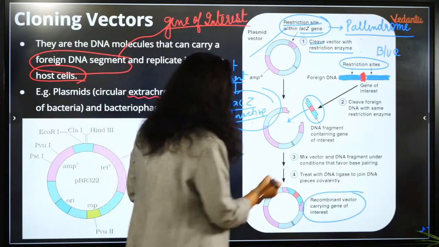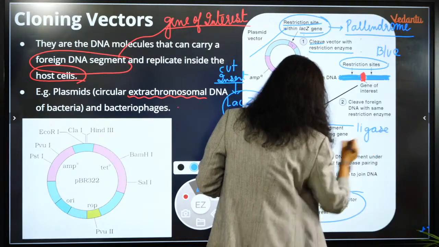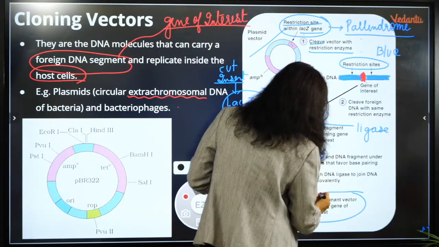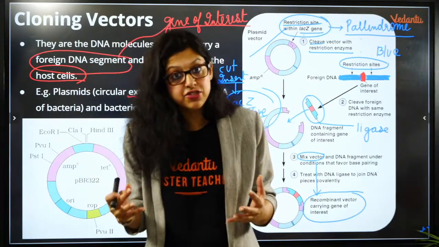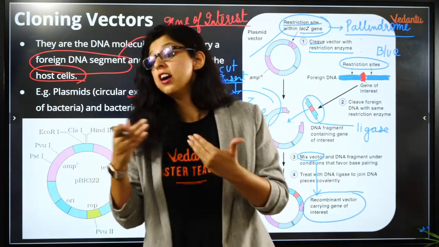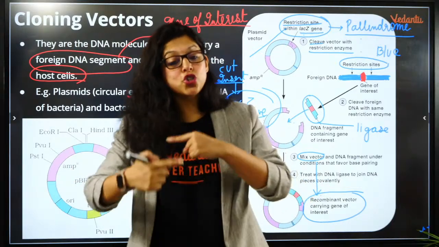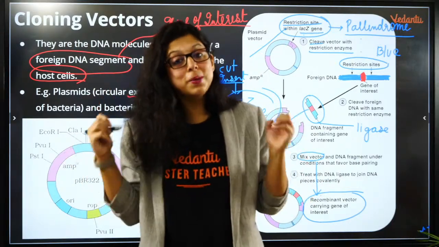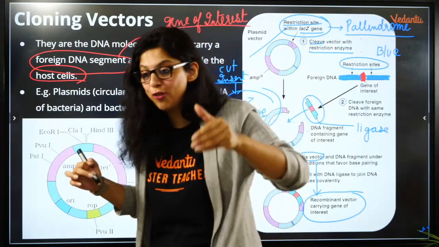अब मैं इसको mix करूँगी. How will I join them? I will obviously join them with the help of ligase. I am going to mix them. I will get a recombinant vector. Now the vector should have something like origin of replication, from where replication starts. The vector should have a high copy number because it should be able to make many copies for me. The vector should also have a restriction site where I can add the foreign gene.